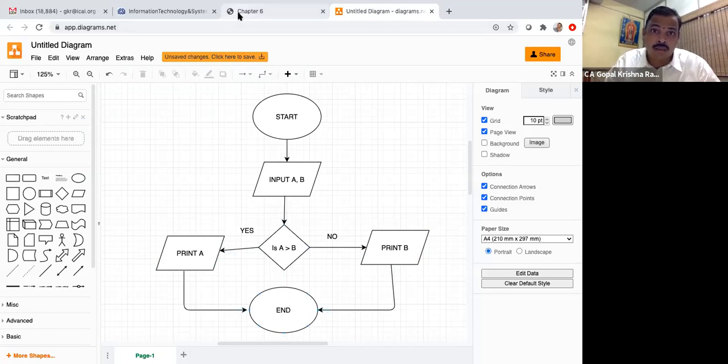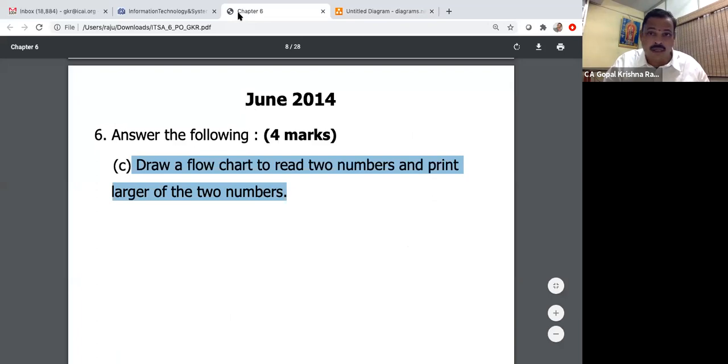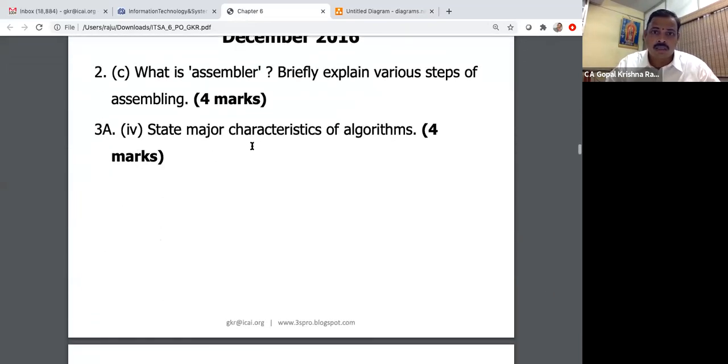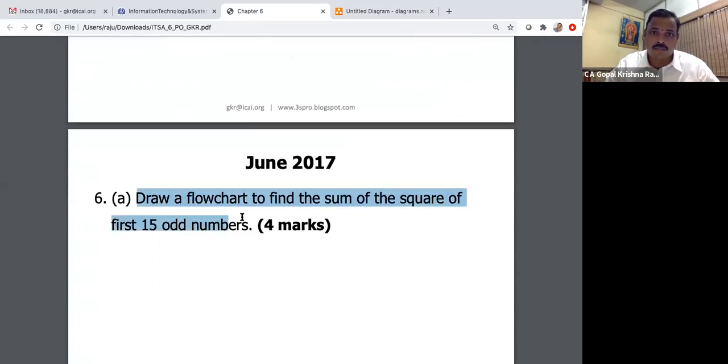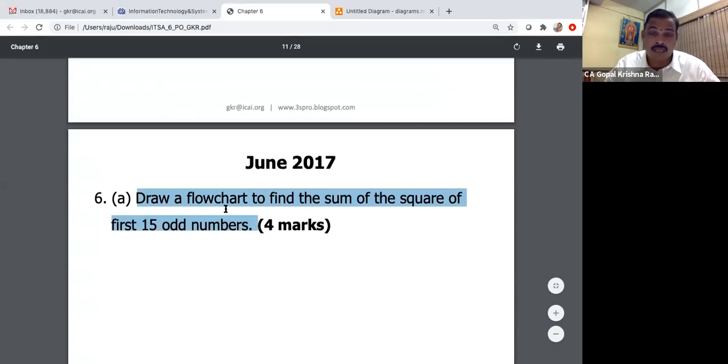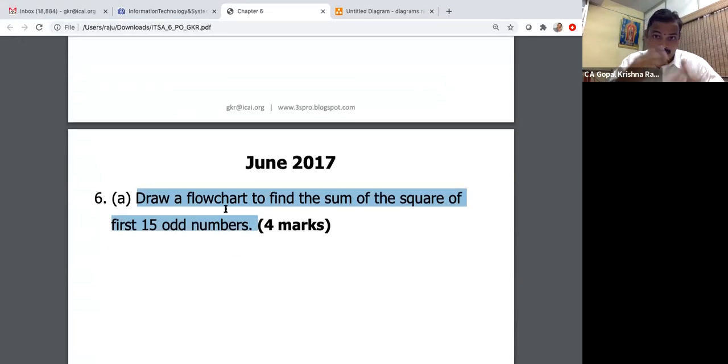One more, or 2 or 3 flowcharts I'll try to do, maximum. So another flowchart, I'll take this. Draw a flowchart to find the sum of the squares of first 15 odd numbers. Okay, so we have 116 participants. So hope you are drawing parallelly along with me. Draw a flowchart to find the sum of the squares of the first 15 odd numbers.